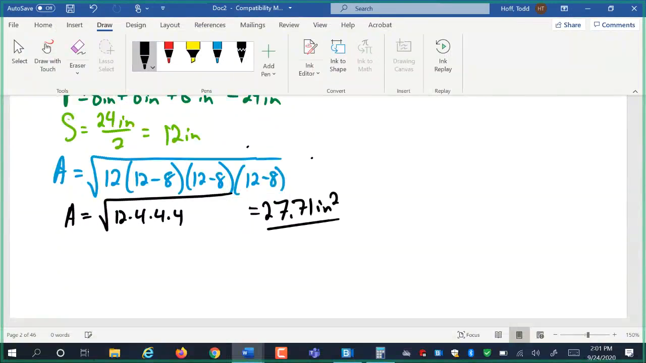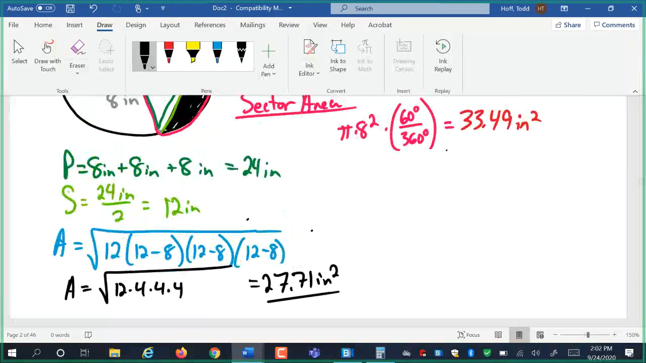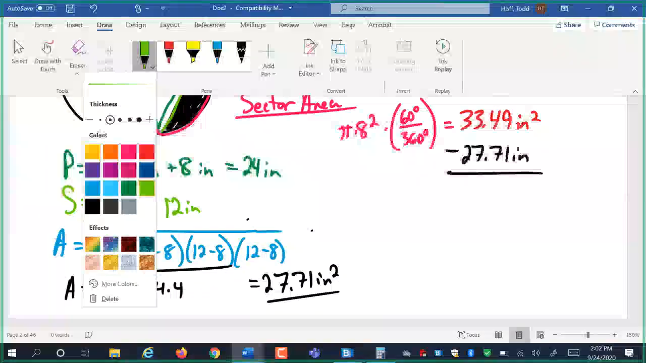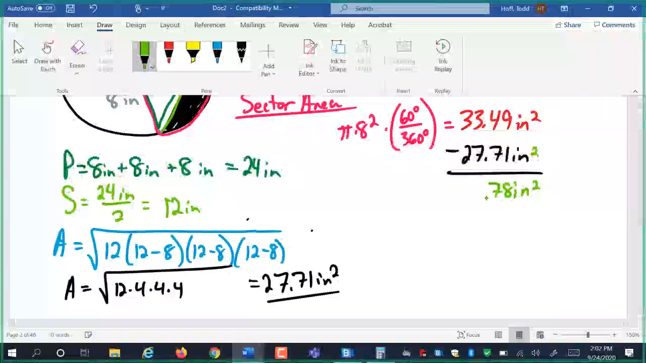square inches for that triangle. So the area of the sector, or the segment I should say, is that sector of 33.49 minus the 27.71 square inches, of course. Which is 5.78 square inches of area. That is the area of the segment.